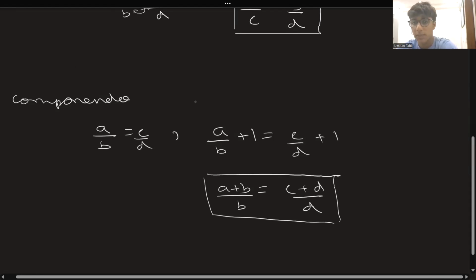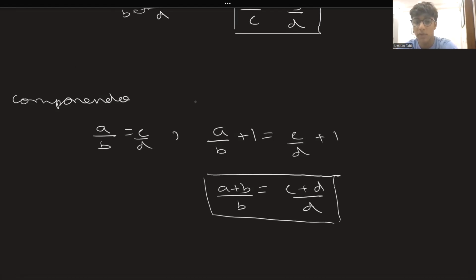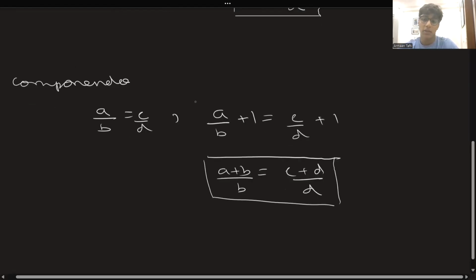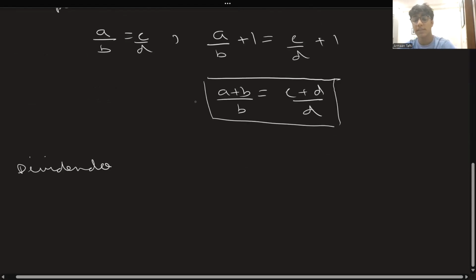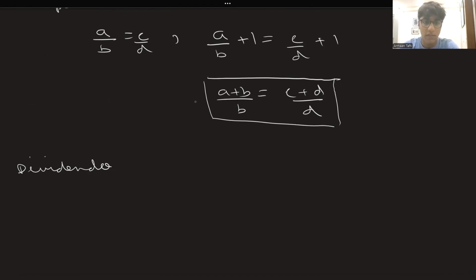And this is our expression for componendo. So if we're given that A by B equals C by D, that means that the sum of the numerator and denominator by the denominator is equal to the sum of the numerator and the denominator by the denominator. Now dividendo, once again, is pretty similar. Over here we see that it's A plus B by B. In dividendo, it just becomes A minus B by B. As we added one here, in dividendo we just subtract one.